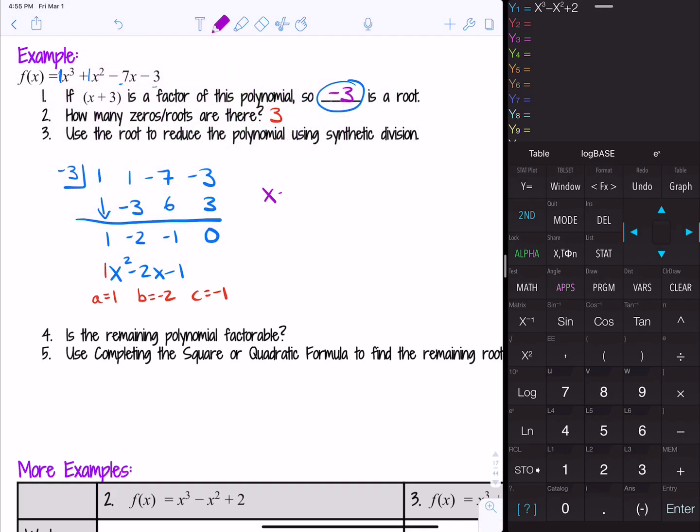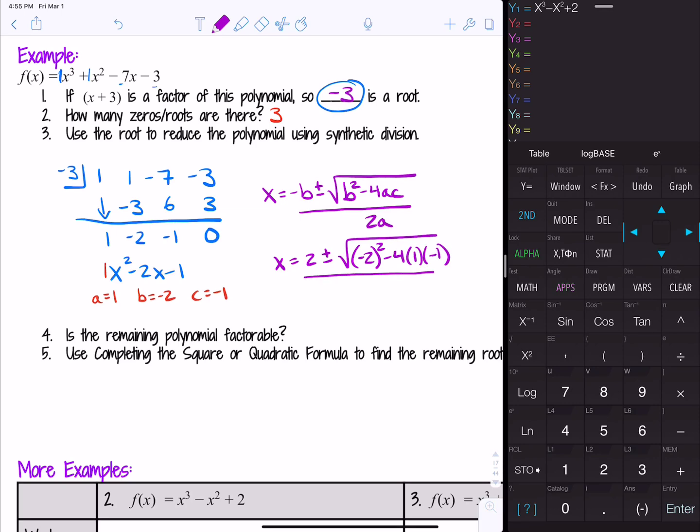So the quadratic formula, let's recall, is x equals negative b plus or minus the square root of b squared minus 4ac, all divided by 2a. And then we're going to plug in our a, b, and c values. So x would equal negative b, which would be positive 2 in this case, because it was a negative 2, plus or minus the square root of b squared, so that would be negative 2 squared, minus 4 times 1 times negative 1, all divided by 2a, so that's 2 times 1.